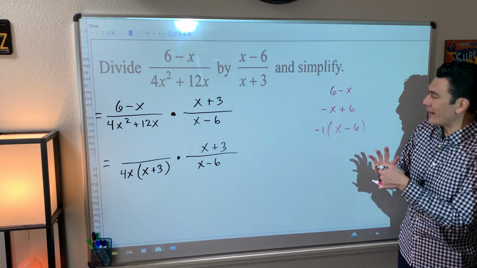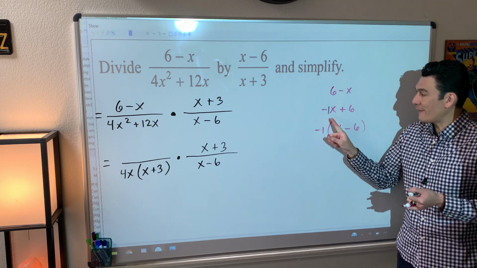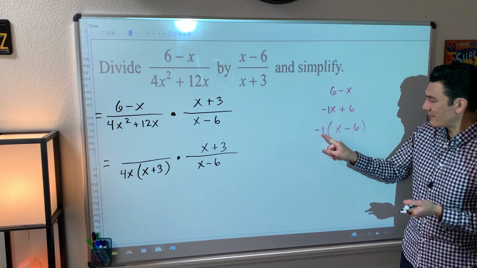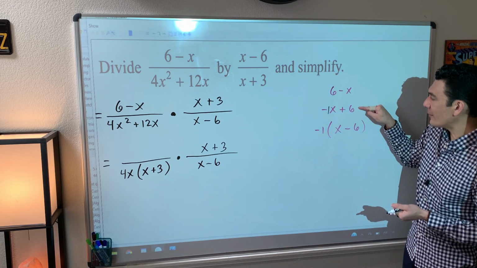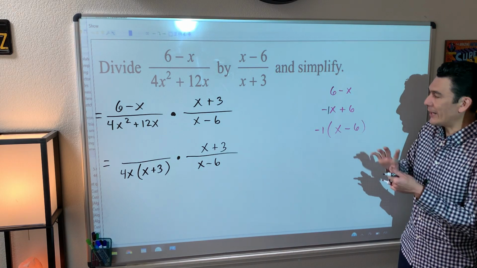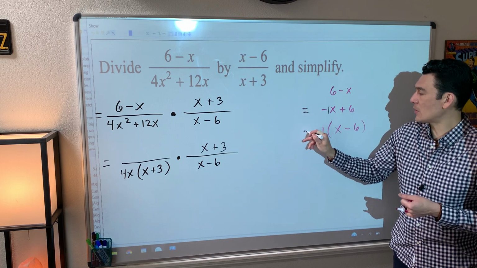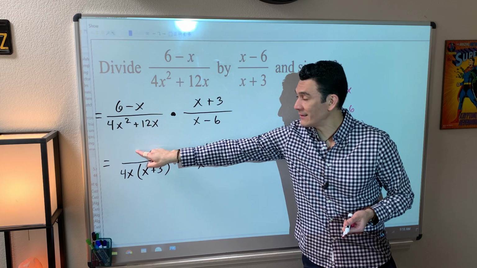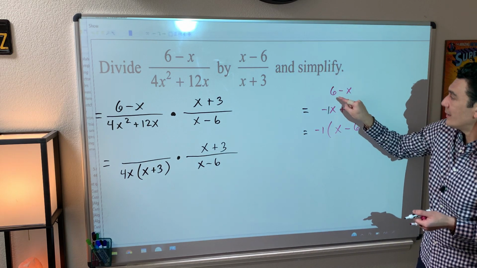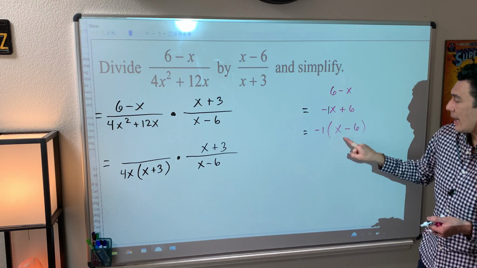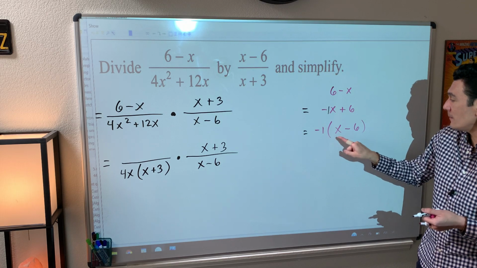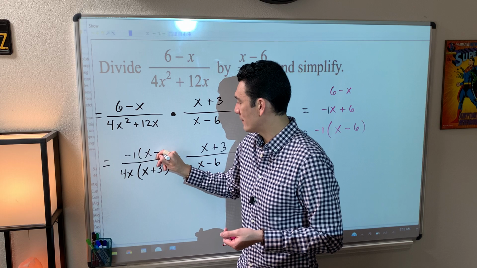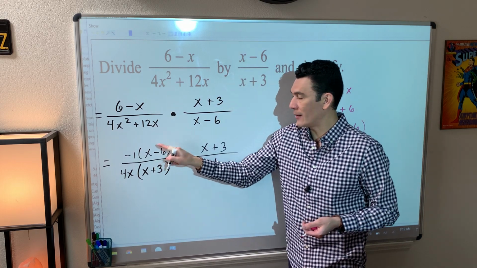There was a negative 1 right here. There was always a negative 1. And if I remove it to the front, here's what I'm left with on the inside. Because if I distribute the negative 1, I would get back the previous step. So I know for sure that all of these are equal. So instead of writing 6 minus x here, I'm going to change it. Instead of 6 minus x, I'm going to go like that. Negative 1 with an x minus 6. I'm going to go from there to there, boom, boom.